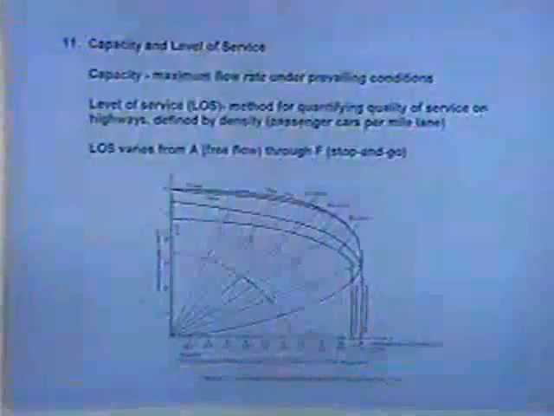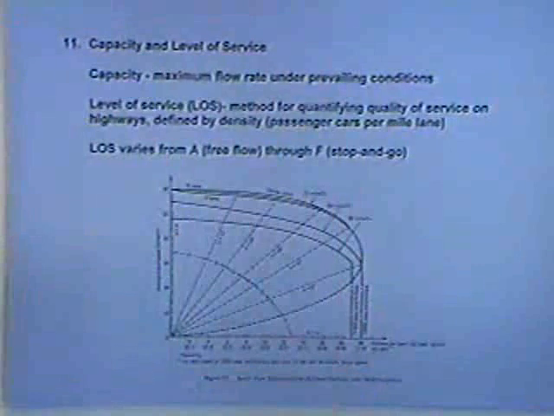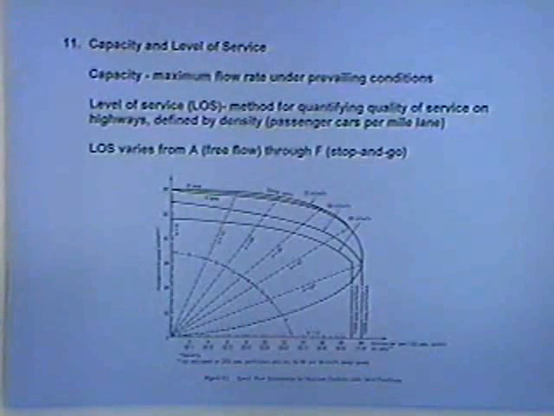Now in section 11 we talk about the concepts of capacity and level of service. Capacity is defined as a maximum flow rate under prevailing conditions, and it's a very simple concept. A roadway has a finite amount of capacity, or a maximum number of cars that it can accommodate under the prevailing conditions, and it simply can't accommodate any more than that. And that's a number that we can calculate. I shouldn't say that; different facilities have slightly different capacity rates.